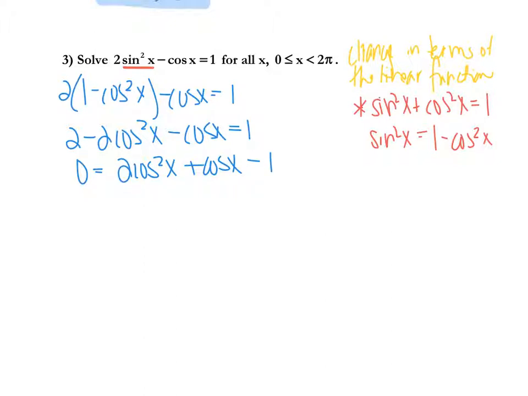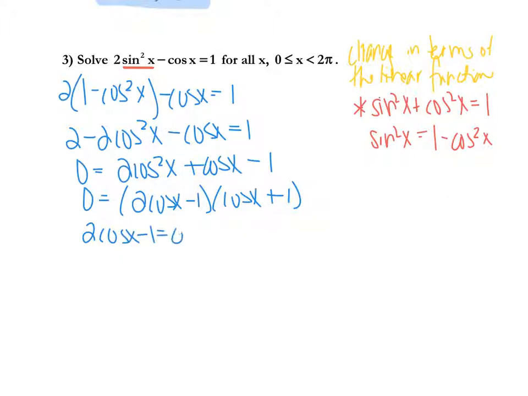We can't do the quick factoring here because a is a number greater than 1, so you can do factor by grouping, or notice that the factors are pretty small here, so I could just use guess and check. So 2 cosine x minus 1, cosine x plus 1. Then set each factor equal to 0. Notice that this is very similar to last chapter once we apply the Pythagorean identities, or whatever identities we're using.